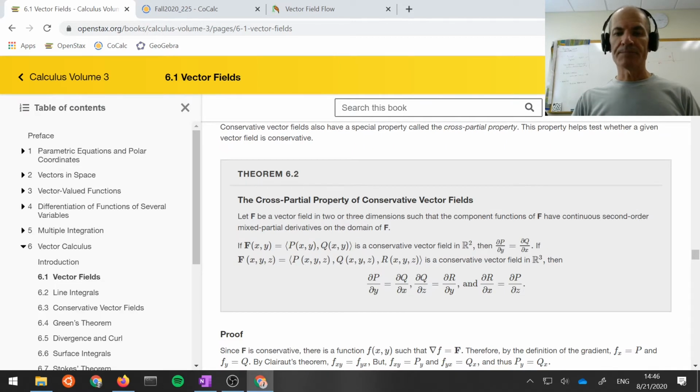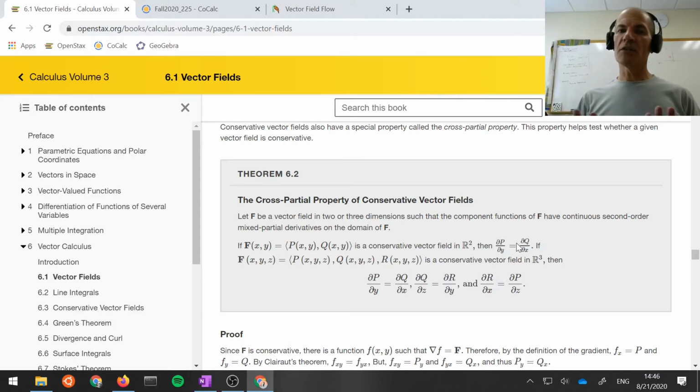All right. Now, there's actually a really beautiful little test of conservativeness. Actually, it's not a test of conservativeness quite. It's a test of non-conservativeness. Let me clarify. If F is a vector field in 2 or 3 dimensions, if F is conservative, then the partial of the first component with respect to y equals the partial of the second component with respect to x. This equation must be satisfied. If F is a conservative vector field, this equation of partial derivatives must be satisfied.